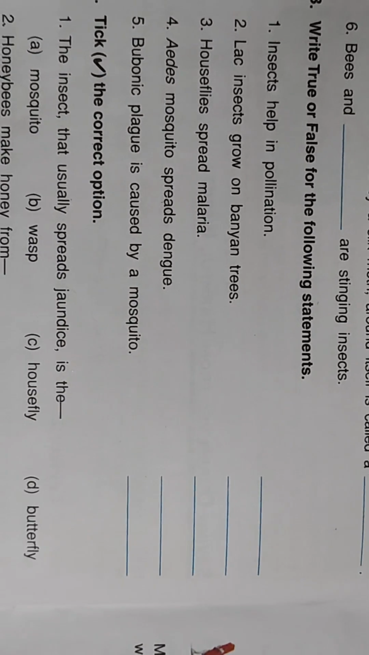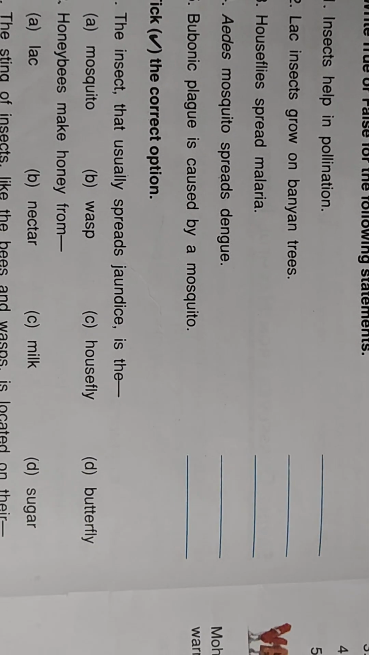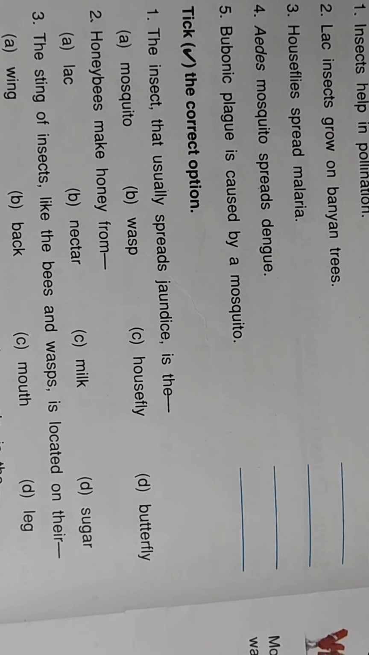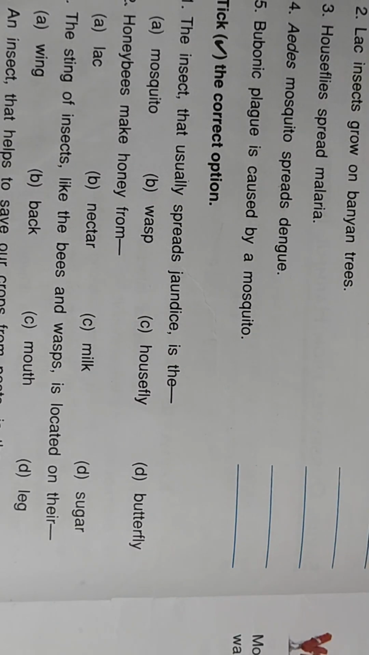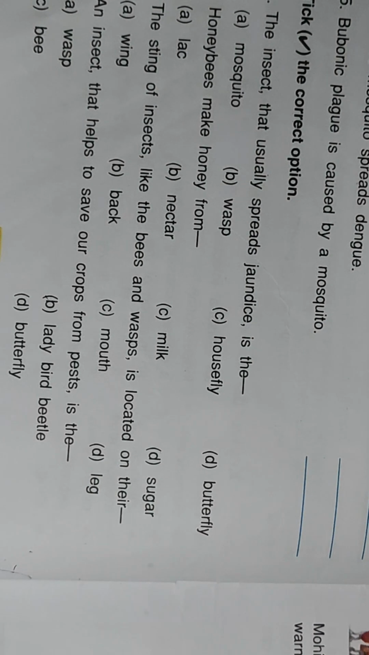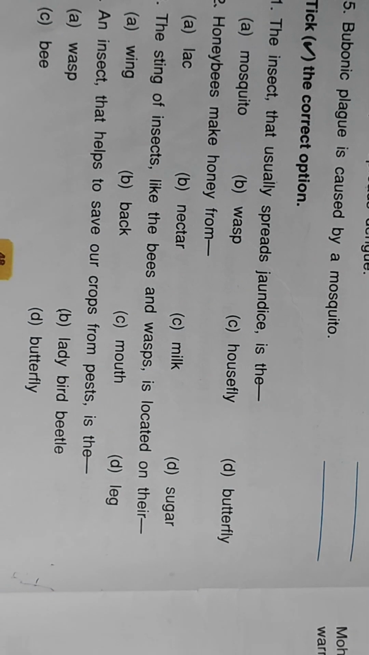Take the correct option. The insect that usually spreads jaundice is a housefly. Honeybees make honey from nectar. The sting of insects like bees and wasps is located on their back. An insect that helps to save our crops from pests is the ladybird beetle.